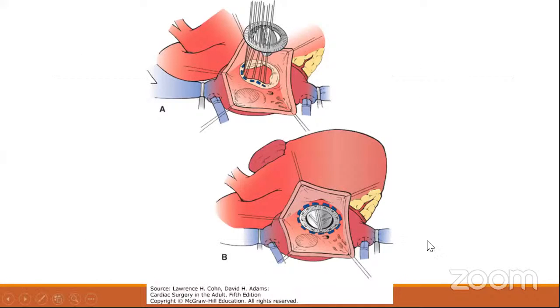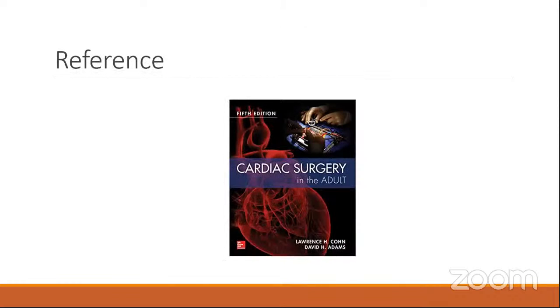Here you can see. This picture is from Lawrence. So this is my reference from Lawrence and the 2020 guidelines.